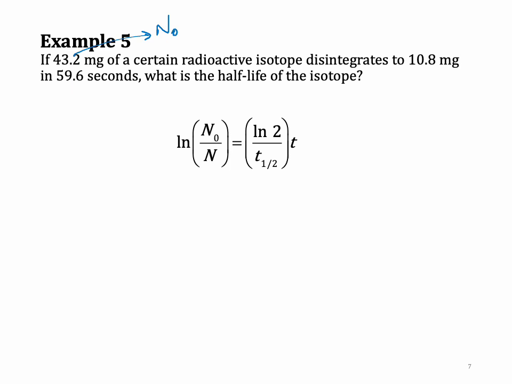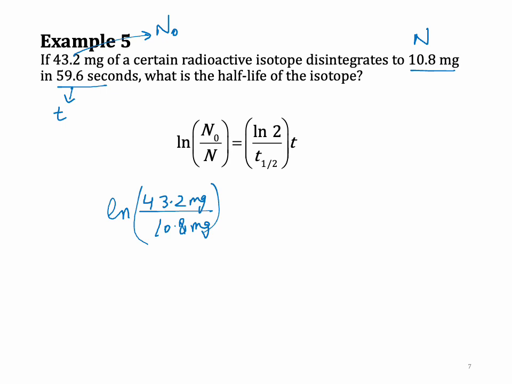so initial means it's N0. This is the final sample after time t, so this is my final sample. This is how much time has passed, so this is t. You just have to plug all these values in here. So natural log 43.2 milligrams divided by 10.8 milligrams, just remember you want to use the same unit, equals natural log of 2 divided by t half, everything multiplied by t, which is 59.6 seconds.